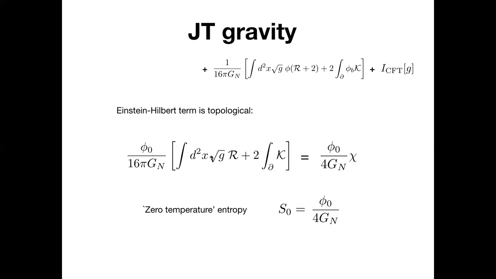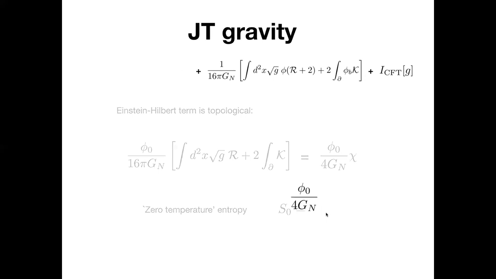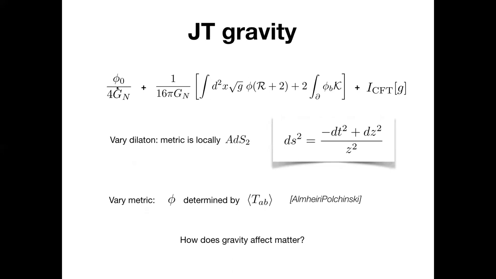And so just pure Einstein gravity in two dimensions is really an over-constrained system, because this term is topological. All this is going to do for us is give us a zero temperature entropy. So even if I had an extremal black hole, it still has some finite entropy. And this is all this does for us. So because this Einstein term is topological, to actually have any dynamics and be able to couple this to matter, we need to have another term.